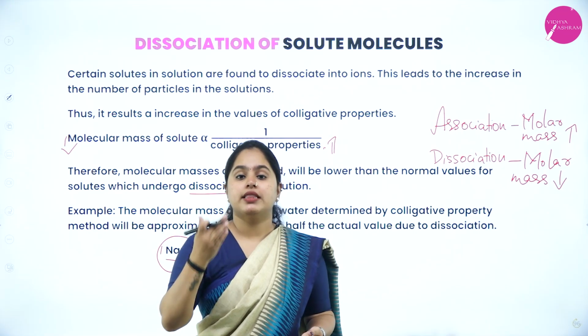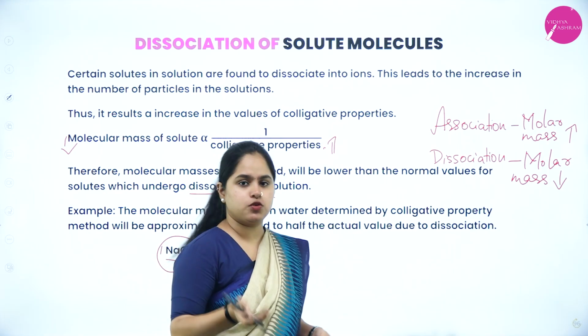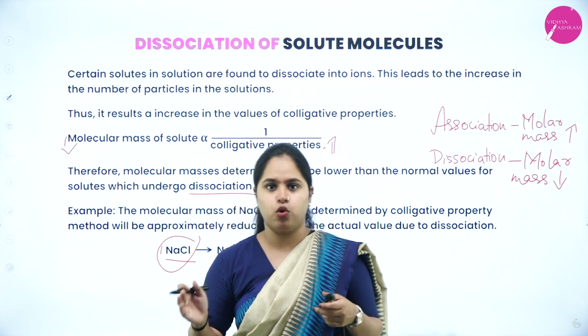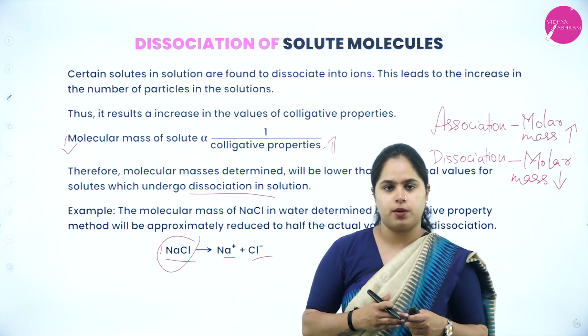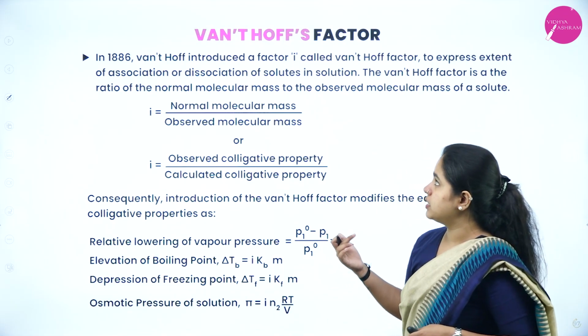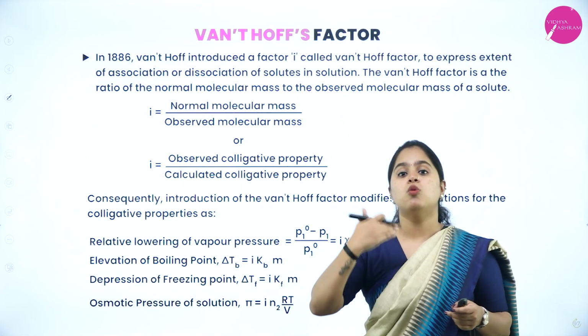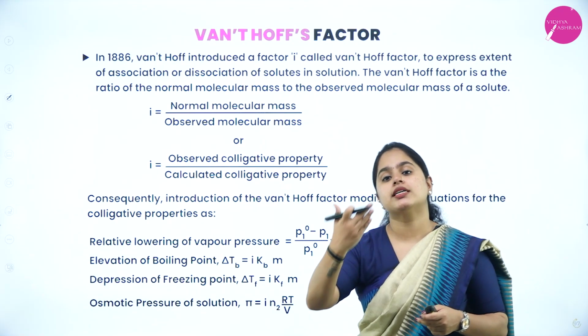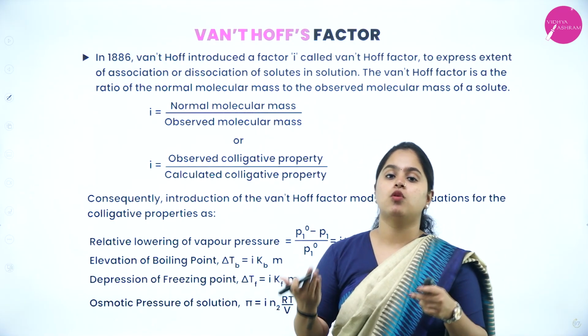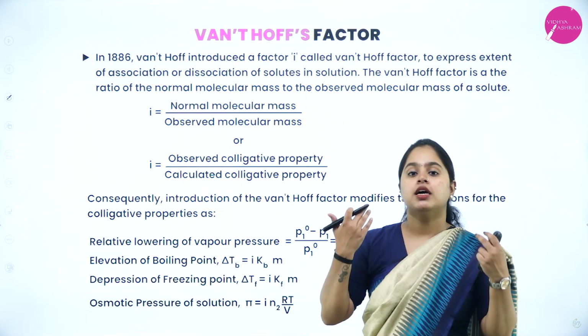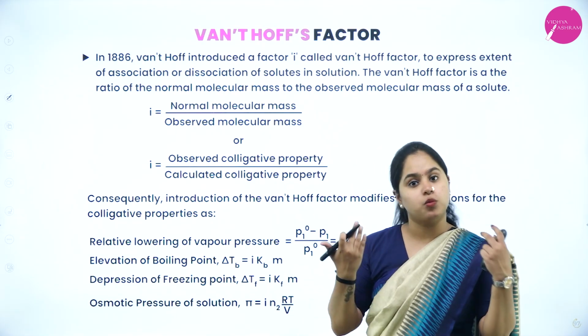So what does that mean? Than the expected value, the molar mass will be less. So I hope it is clear, the relation between association and molar mass, and dissociation and molar mass. Now to calculate this, the Vant Hoff factor was introduced. Right? So to what extent the dissociation or the association takes place, to measure it, the Vant Hoff factor was introduced.